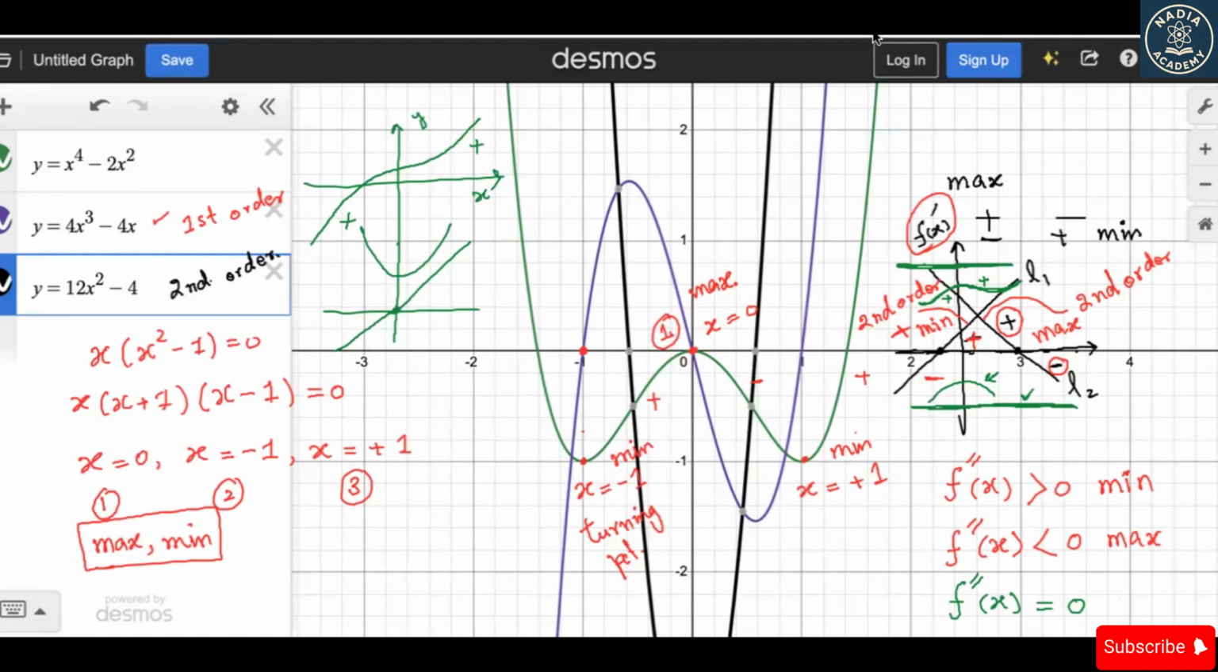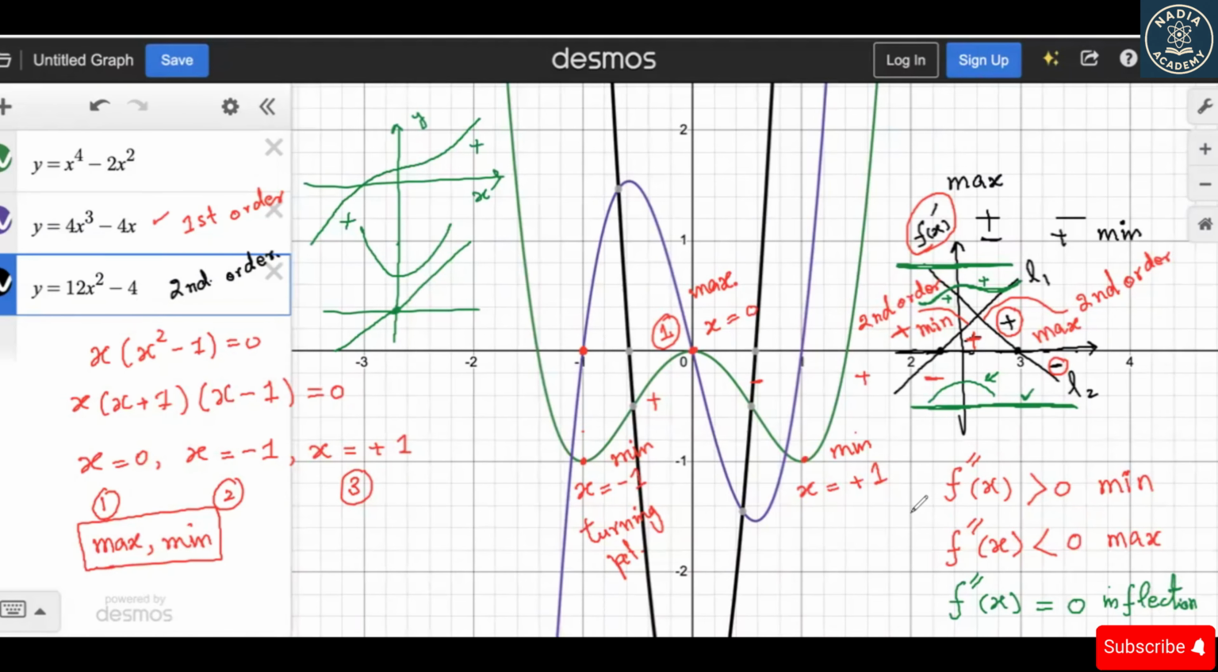When the second order derivative is 0, we have a turning point that is neither a maxima nor a minima. It is the point of inflection. So where the second order derivative is equal to 0, that is our point of inflection. Good. This is the knowledge of the first order and second order derivatives that we can use to understand the nature of functions, find the turning points, and understand the nature of the turning points.